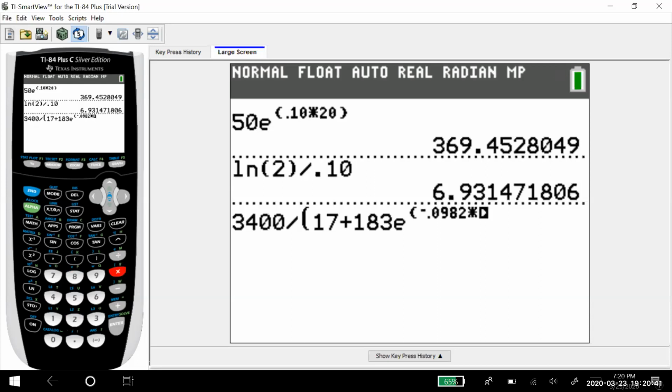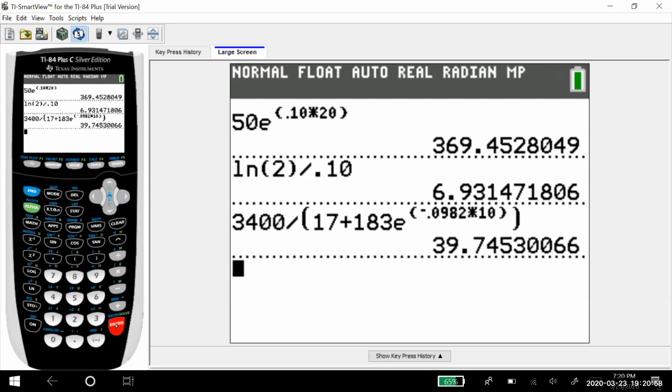times, and what do we do, 10 years? 10. So I'll close that parenthesis. I don't need to close the other parenthesis. I will, just so that it looks pretty. And then when I hit enter, I get about, let me jot this down on a piece of paper, about 40 people.